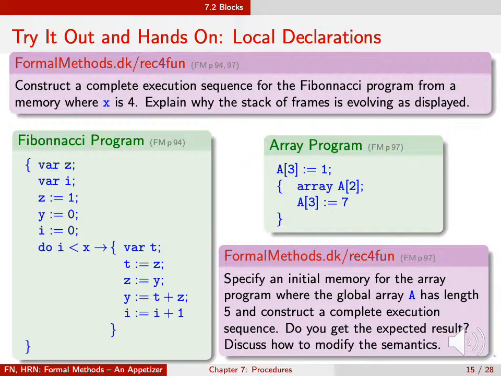Now consider the following array program and assume that you have an initial memory consisting of a single frame that has entries for arrays A0 up to A4. Trace the execution sequence obtained for this program. Consider whether or not this is the result you would have expected. Having done this, you should read the text in the book, doing the try-it outs on the way.